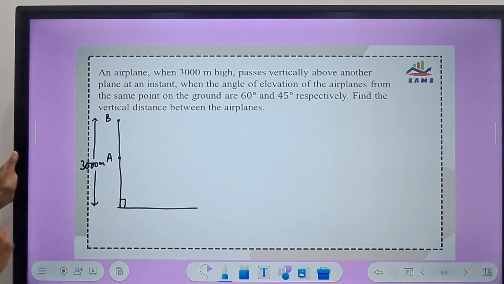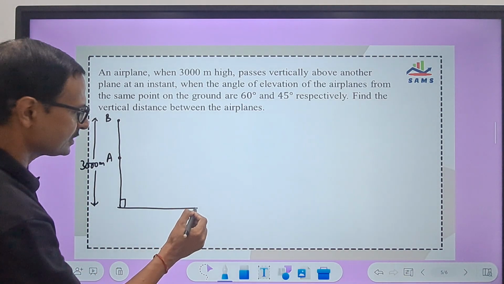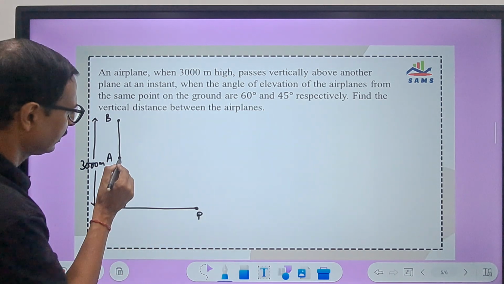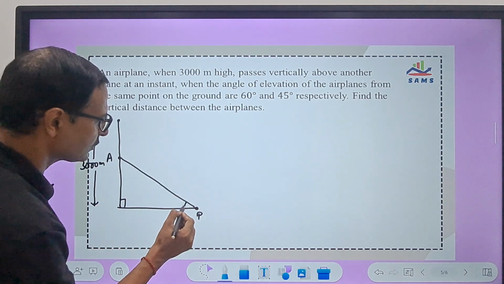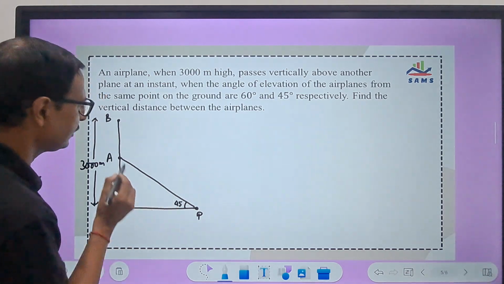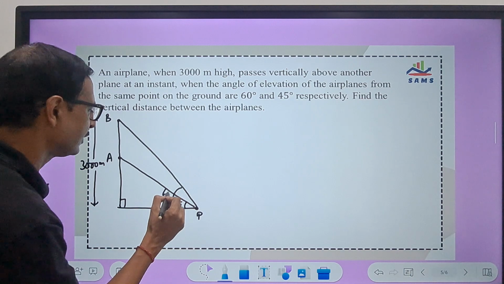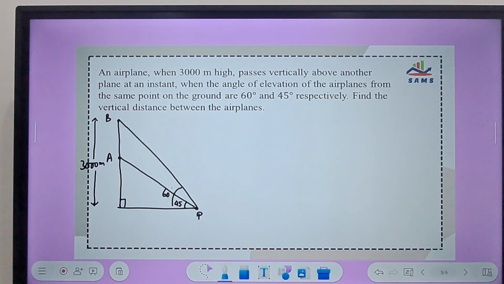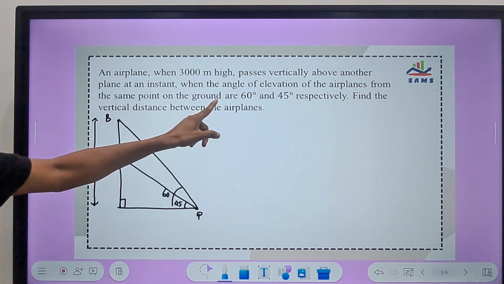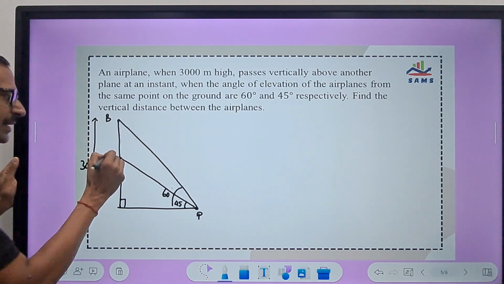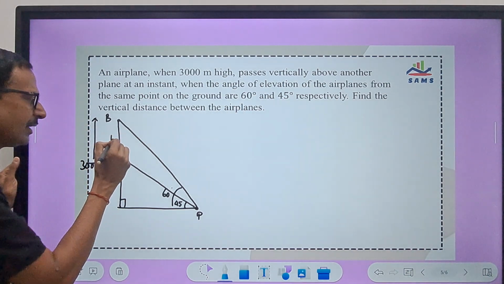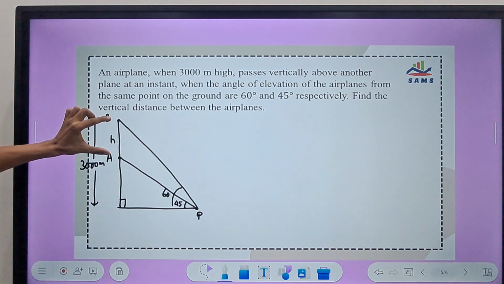Now the angle of elevation from this point, say P on the ground, for this aeroplane is 45 degree, and for this aeroplane it is 60 degree. So that is mentioned in the question, and we need to find the vertical distance between the aeroplanes. That means AB, the distance AB. Let's assume that the vertical distance is H.